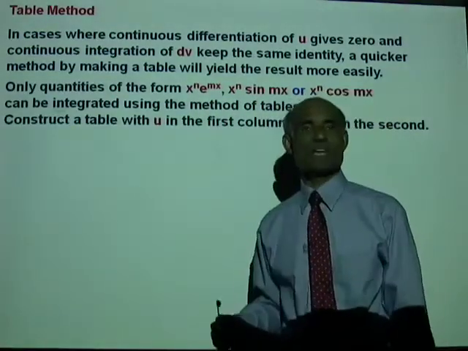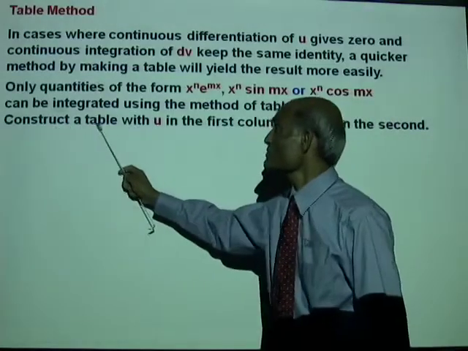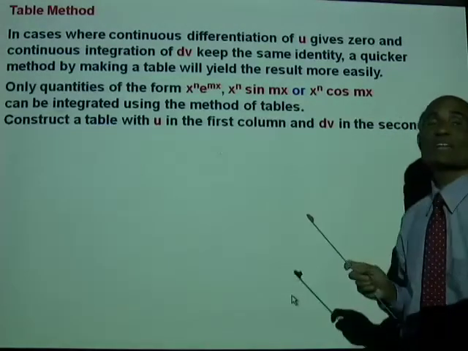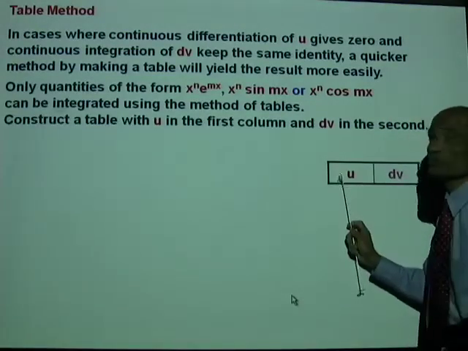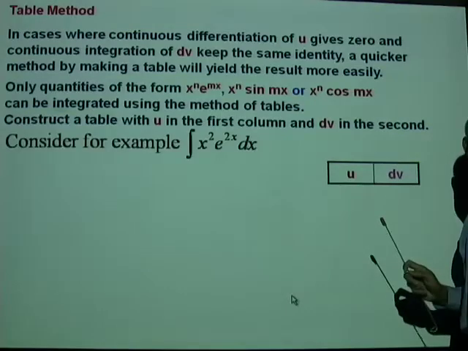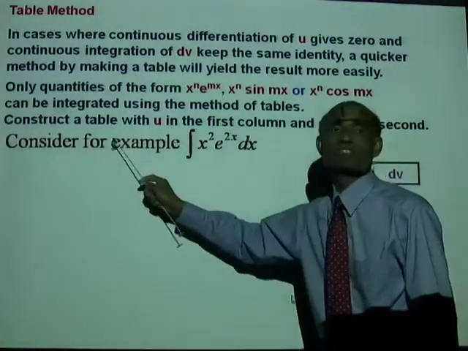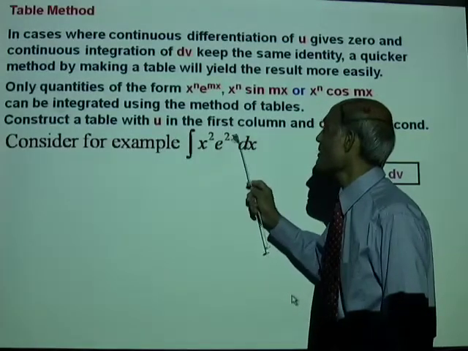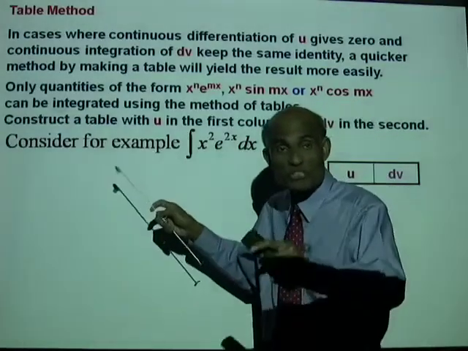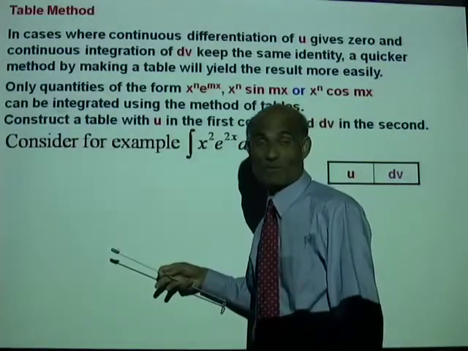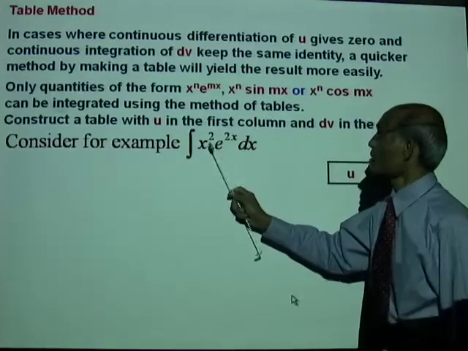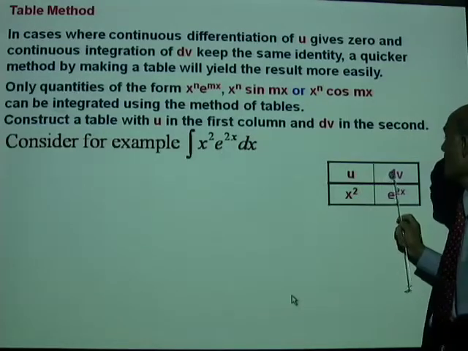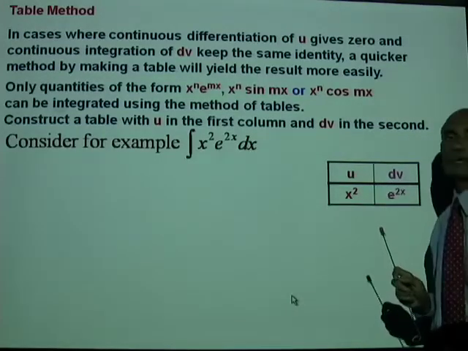Now, how do you construct a table? Follow this method. Construct a table with u in the first column and dv in the second column. Let's take this example. Consider the example integral x squared e to the power of 2x dx. This is the one we just did, and we obtained the result for that. Alright, so in here we write u below u and write dv below dv.